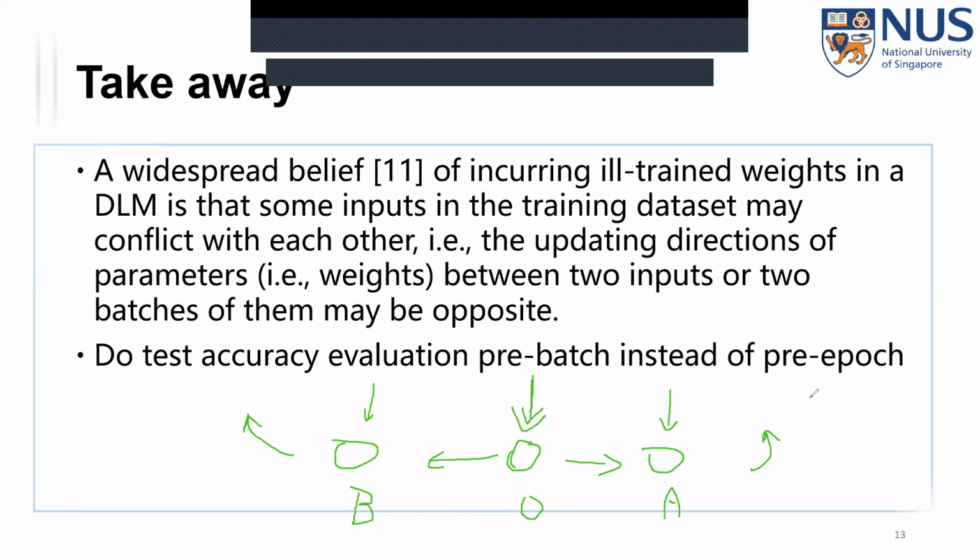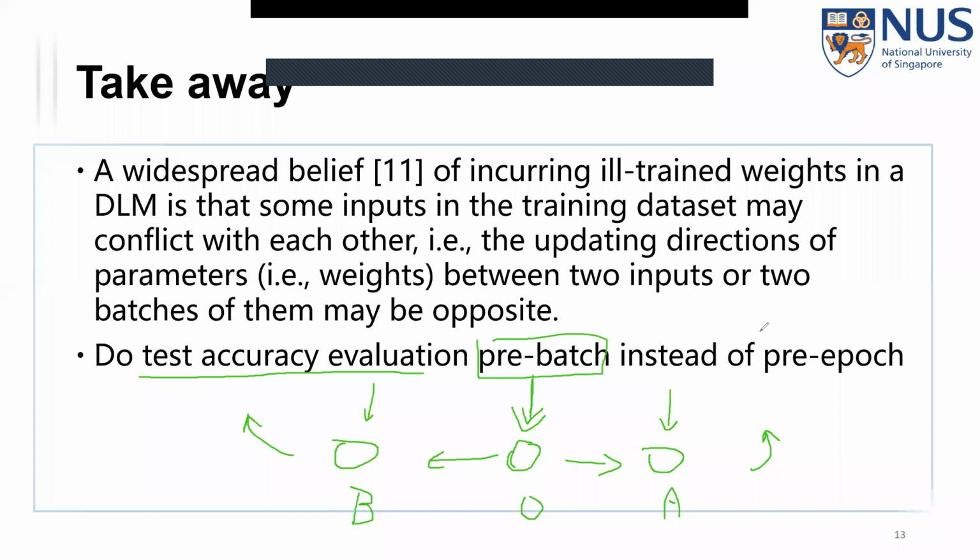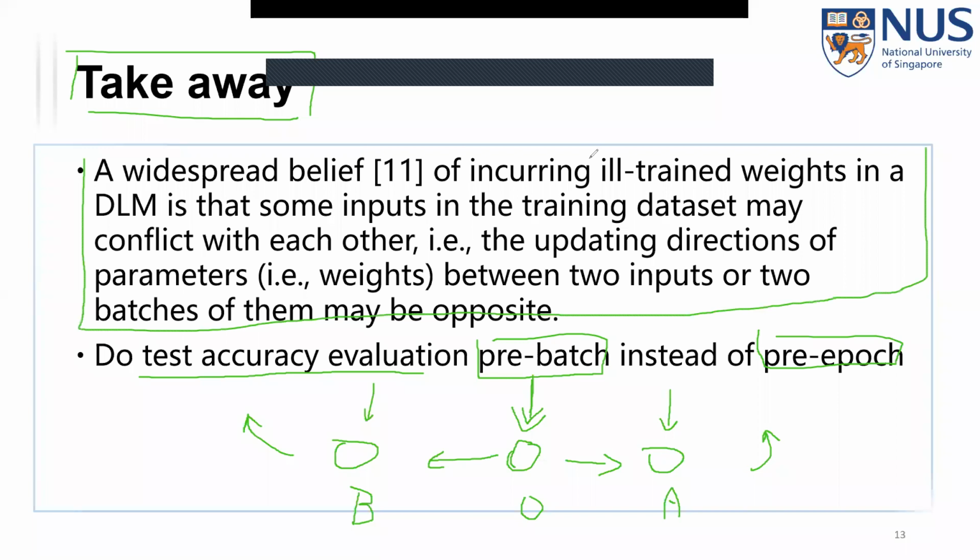So they do test accuracy evaluation per batch instead of per epoch. As long as they find the test accuracy is higher after some epochs, they keep the whole model. That's my takeaway. The belief is not written by me. It's written by the author and there's a reference there, but I haven't taken a look at the details of this reference. The author of this paper claims this belief, and that's what I take away from this. Also this is what they do during the evaluation of their process.